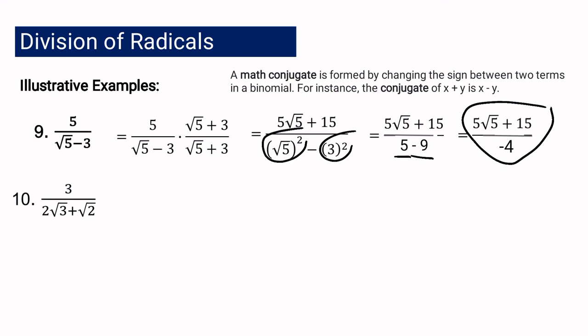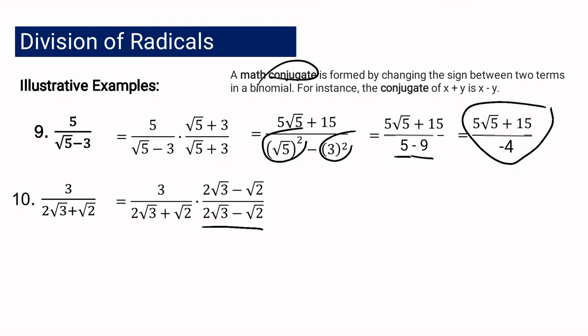Let us have one more example for you to understand better. We have number 10, 3 over 2 square root of 3 plus square root of 2. Again, our denominator is a binomial with radical sign. So to eliminate the radical sign, we multiply by the conjugate of the denominator. And the conjugate is, yes, you just change the sign from addition. Gagawin nating subtraction. So the conjugate is 2 square root of 3 minus square root of 2. We multiply both the numerator and the denominator by the conjugate.